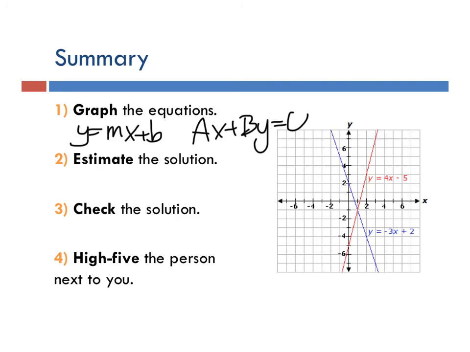Number 2 is estimate the solution. I say estimate because sometimes it's not going to be exactly on a point. Sometimes it might be something like this and like this, and you're going to have to estimate that middle point right there. It's going to be a little bit hard to estimate, but just try your best. 3, check the solution. You always want to check the solution to make sure you're right. And 4, high five the person next to you because you're done.